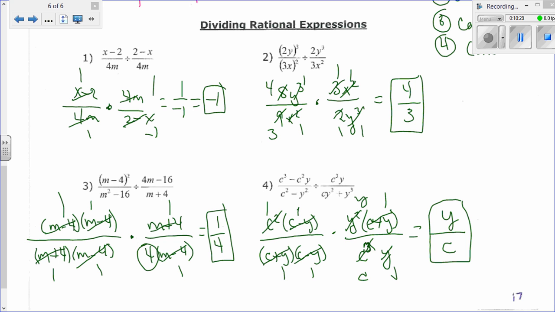So as you can see, multiplication and division are exactly the same, except for division, you have to do one extra step, which is the stay, change, flip. Keep the first fraction as it is, the stay, change division to multiplication, and flip the fraction to its reciprocal.